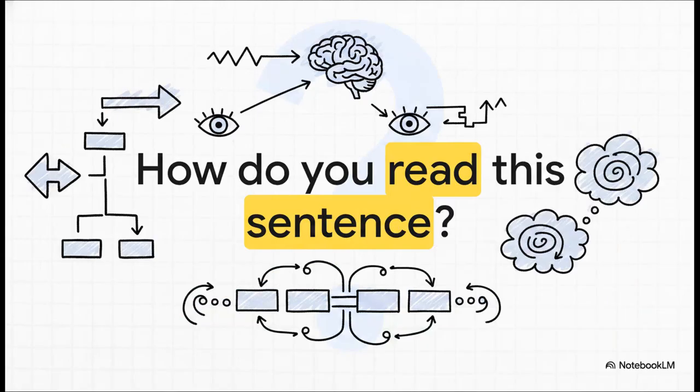I mean, really think about it. When you look at this, you don't see a jumble of separate letters, right? Your brain just does it. It instantly groups them into words, it sees the question mark, and it gets the whole structure. It's completely effortless for us.